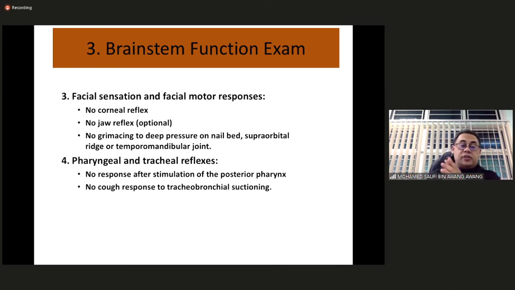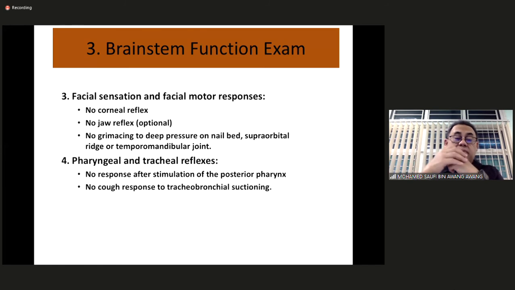Next, the pharyngeal and the tracheal reflexes. Most of these patients, in fact all of them, are intubated and ventilated. Because the ETT is there, you pass a suction or a tongue depressor and look for these reflexes. For tracheal reflexes it's easy: you pass suction through the ETT, and if the patient still has the reflex, the patient will start coughing. For the pharyngeal reflex, you usually take the tongue depressor, go into the mouth, and try to touch the back of the throat.